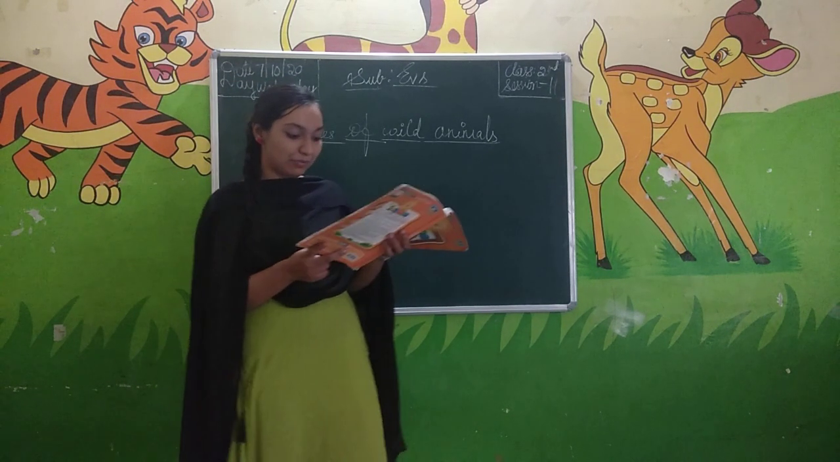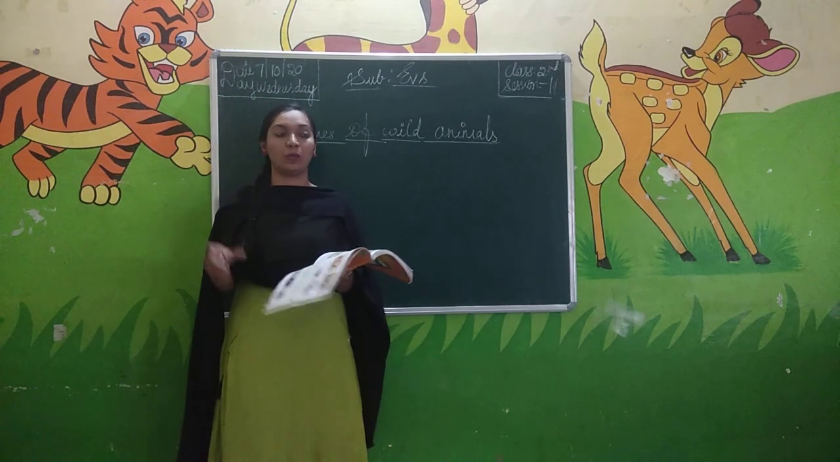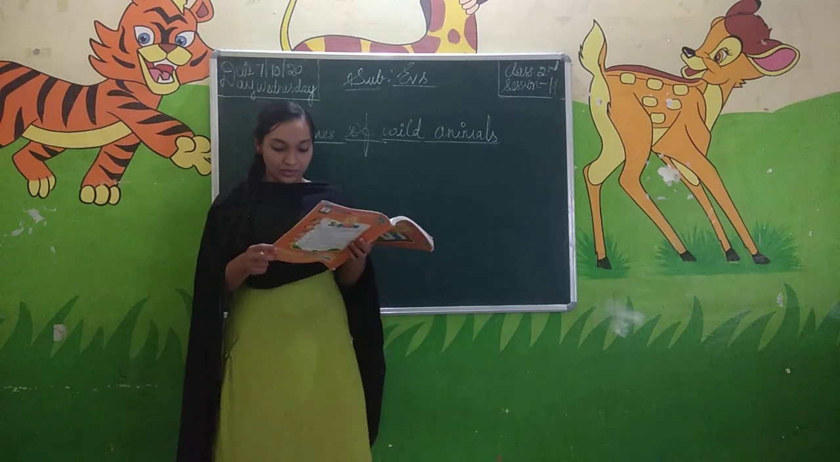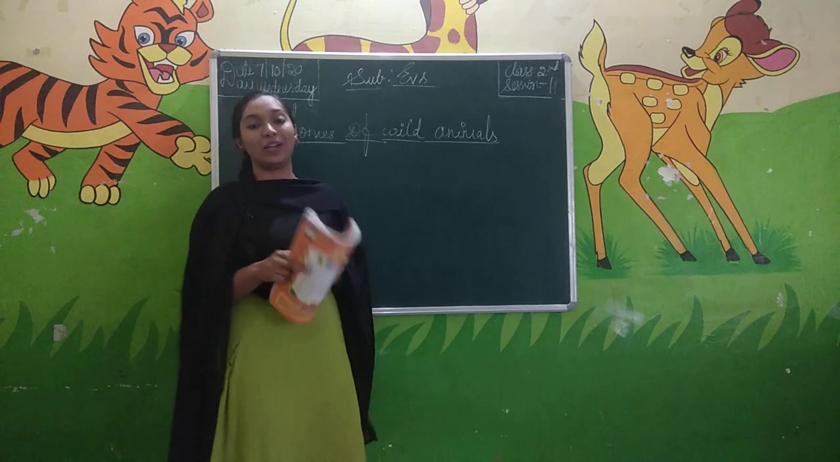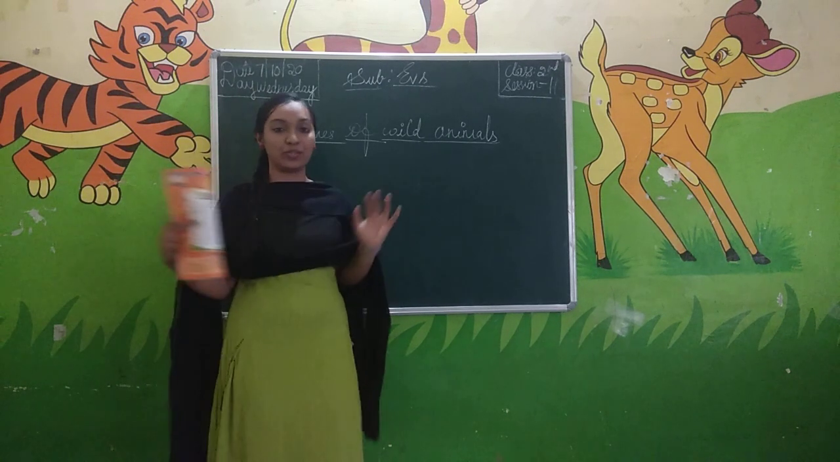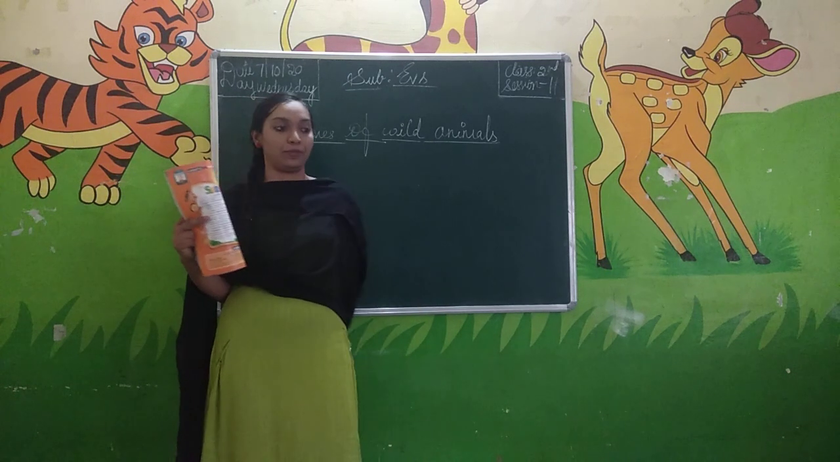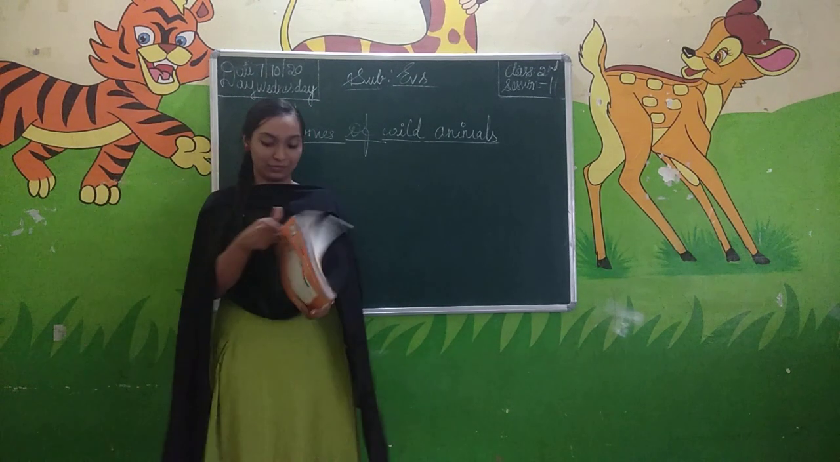Some animals make their own homes. Some wild animals used to make their own homes, whereas some wild animals find a place to live. They ask where they should live, and in this way they find a place to live.